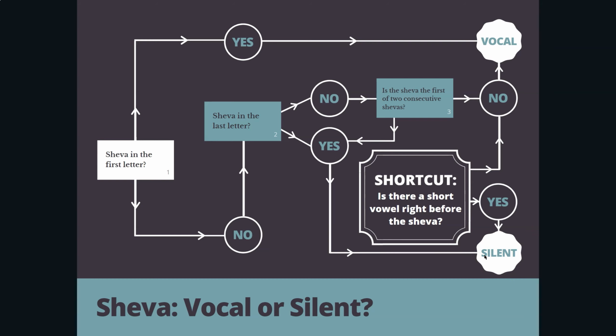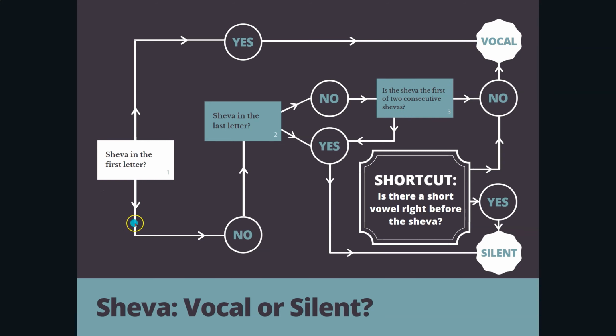But what if it's neither? What if the Sheva is not under the first letter of a word and it's not under the last letter of a word? Well, is the Sheva the first of 2 consecutive Shevas within a word? If so, then the first Sheva will be silent. The second Sheva will be vocal. Or if this doesn't apply at all, it will be vocal.